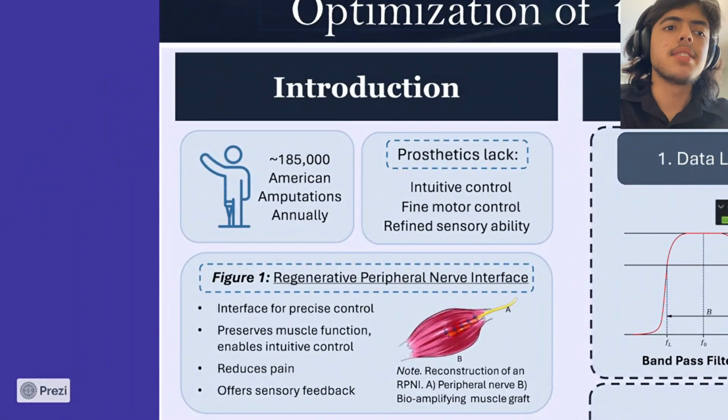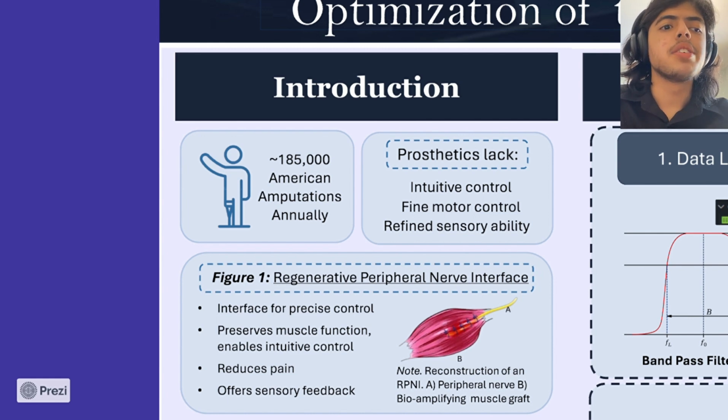However, this is not the case. Up to 50% of amputees report not using their prosthetic devices due to a lack of intuitive control, fine motor control, and refined sensory feedback. In 2016, my mentor and his team developed a device known as the Regenerative Peripheral Nerve Interface, or RPNI. This device is constructed of transected peripheral nerves and a bioamplifying muscle graft.